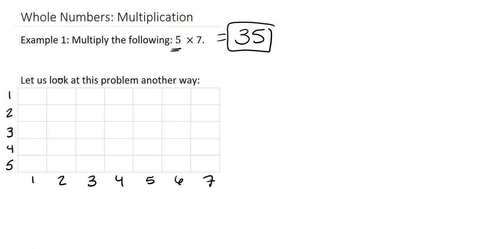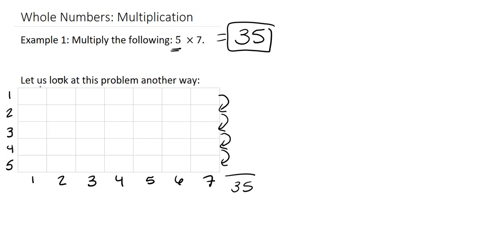So what we're doing is really just repeated addition. We're just adding 7, 5 times. So it's just another way to look at it. We can add this row to this one, and you just keep adding till you get a total of 35. Because with this 5 times 7, if you were to draw each one or count each one, you would get 35. So it's just another way to look at it.